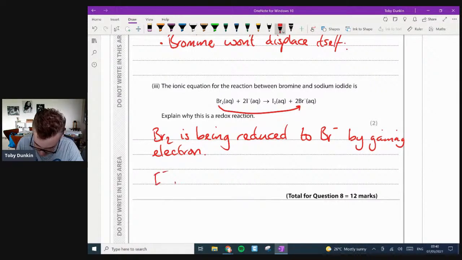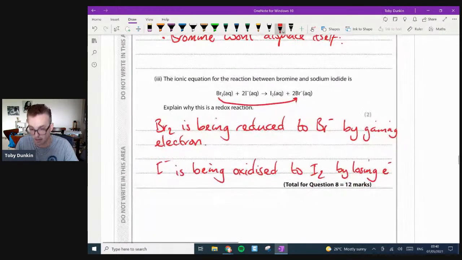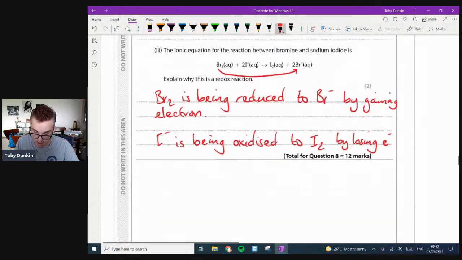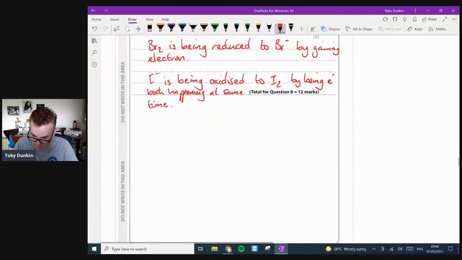Iodide is being oxidized to iodine by losing electrons. Done. Both happening at the same time. Redox. Move on. Next.